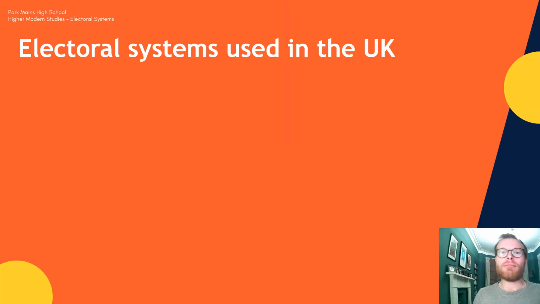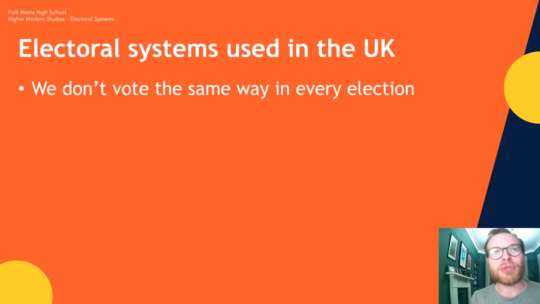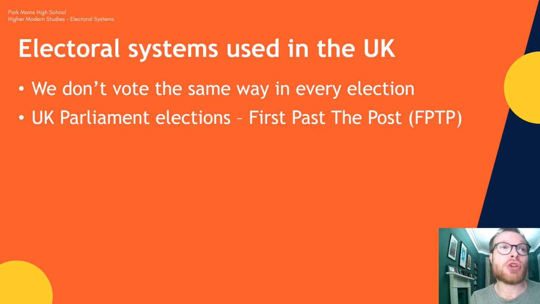Okay, so electoral systems that we use in the UK. Now, confusingly, we don't vote the same way in every election. So there's elections every couple of years to your local council, like Renfrewshire Council, to the Scottish Parliament, to the UK Parliament, and until Brexit, we had elections to the European Parliament as well. And we vote differently in every single one of those elections. So for UK Parliament elections, we use a system called First Past the Post, FPTP. That's the one we're going to be talking about today.